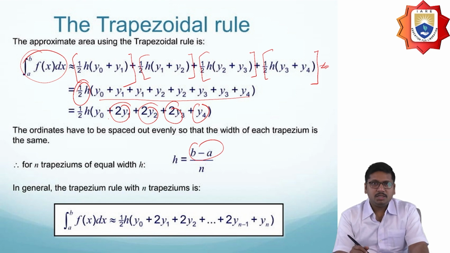So in general, this trapezoidal rule with n trapeziums is going to be given by the integral of f of x dx, which should be half of h into y0 plus 2y1 plus 2y2 and so on up to yn minus 1, up to so on n.